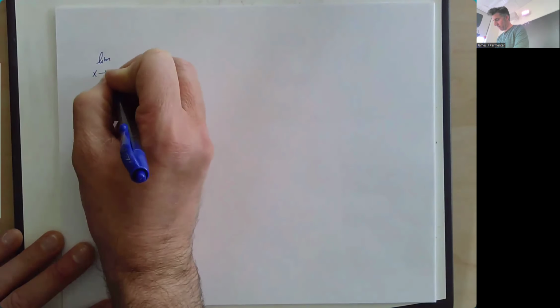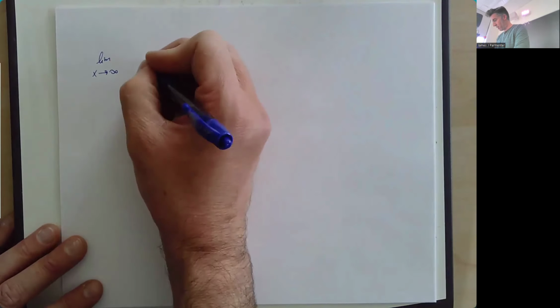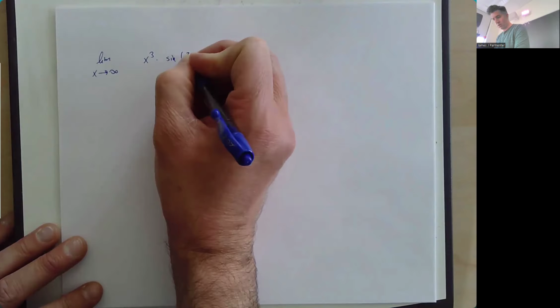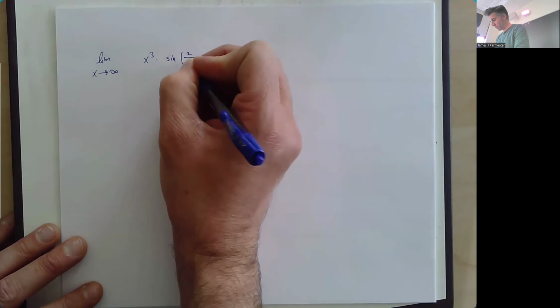Let's say we had the limit as x goes to infinity of x cubed times sine of 2 over x cubed.